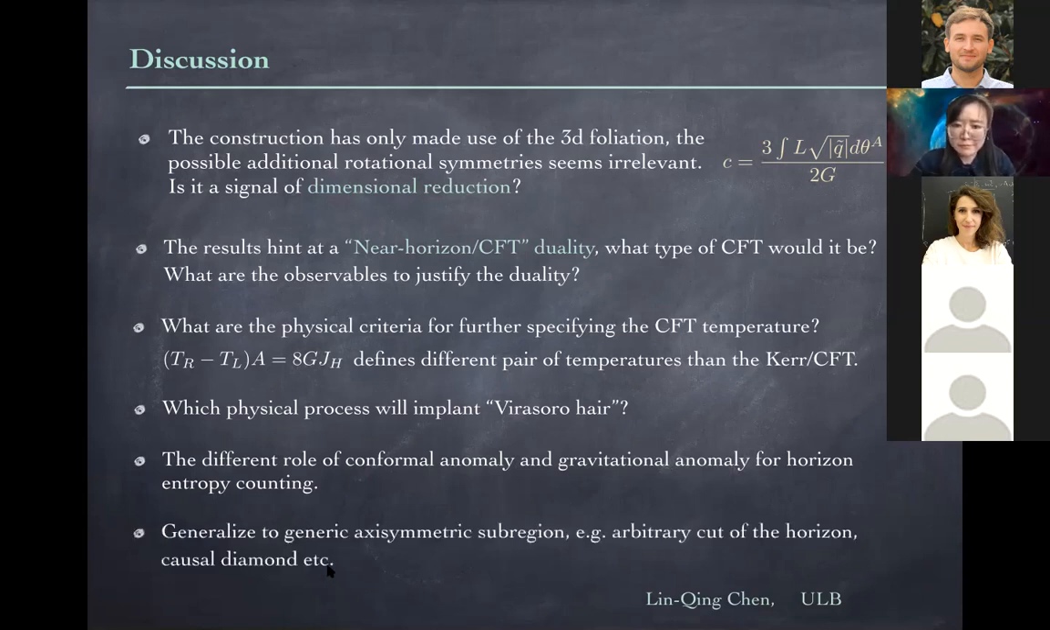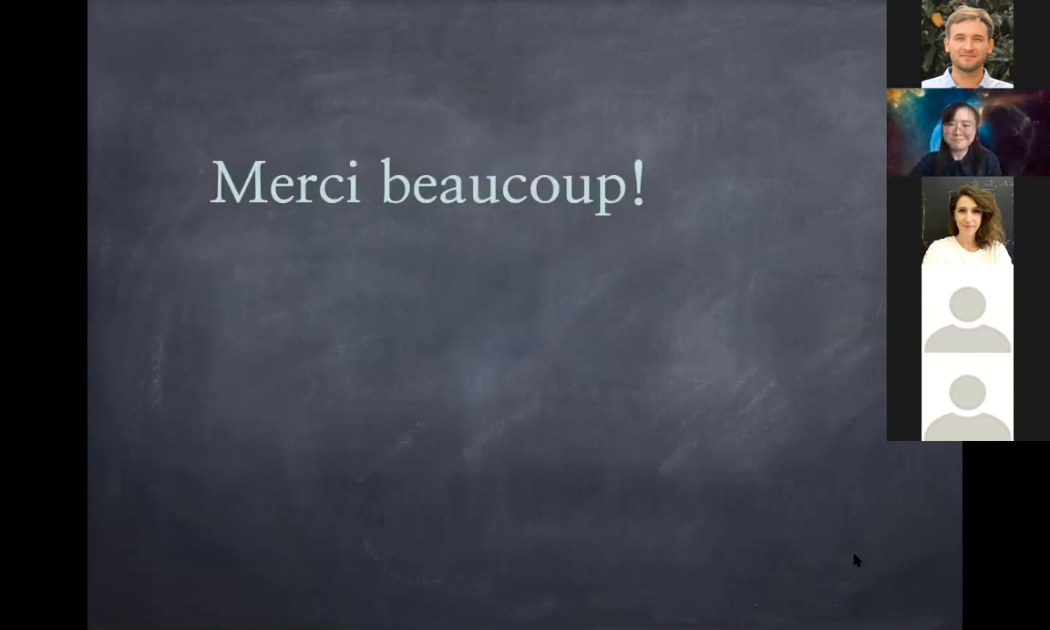And then the final question is that the construction as an entropy counting approach would probably be nice to generalize to more generic situations, such as an arbitrary cut of the horizon or a causal diamond. Right now the construction is centered on the bifurcation surface. As Laura suggested earlier, it would be really nice to consider a time-dependent evolution as a dynamical horizon. Okay, thank you.